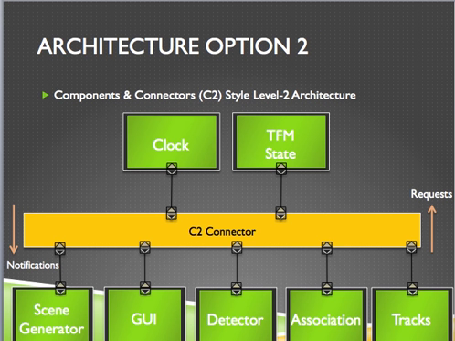This is architecture option number 2, a level 2 architecture of the C2. At the top we show the clock and track file manager state, sending notifications to the main methods on the bottom. Each of those methods sends requests to the clock and track file manager state to get the clock tick or the current state of the system, so that they can perform their own functions.